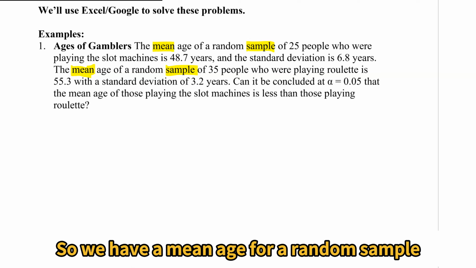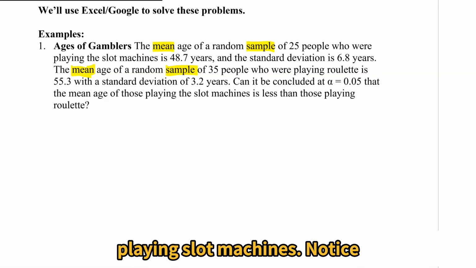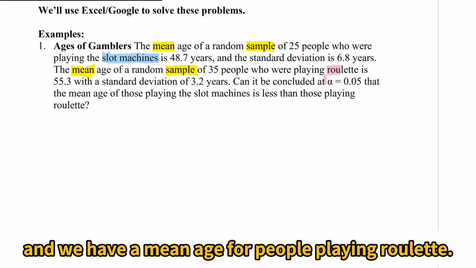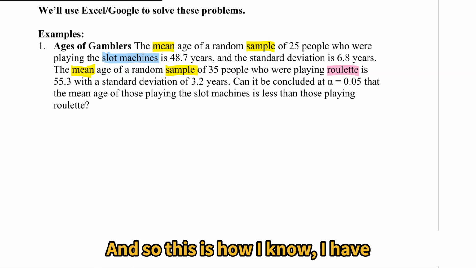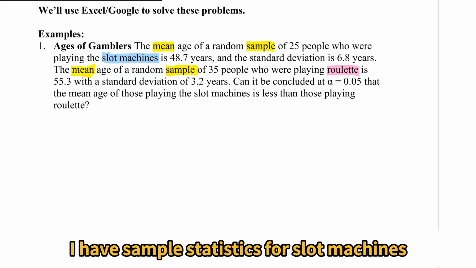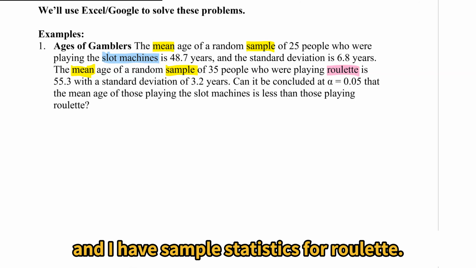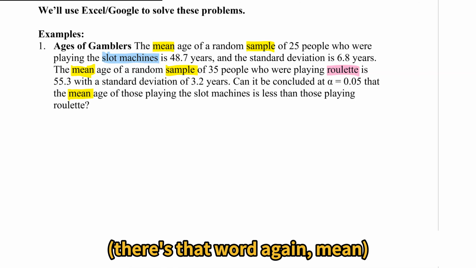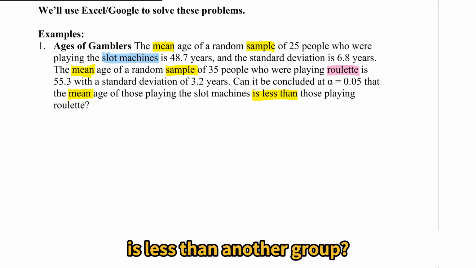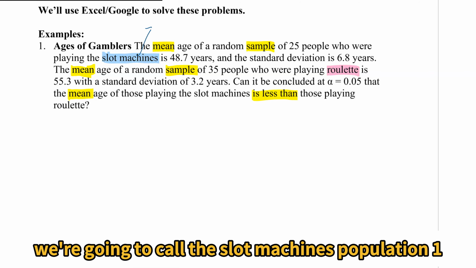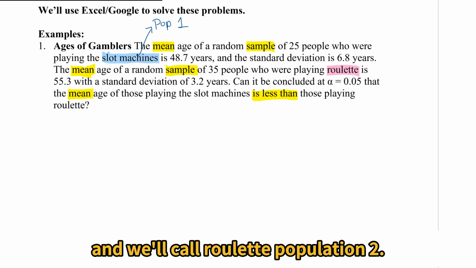So we have a mean age for a random sample playing slot machines. Notice we have a mean age for people playing slot machines, and we have a mean age for people playing roulette. And so this is how I know I have two different populations. I have sample statistics for slot machines, and I have sample statistics for roulette. And then the question, can it be concluded that the mean age, there's that word again, mean, is less than another group?